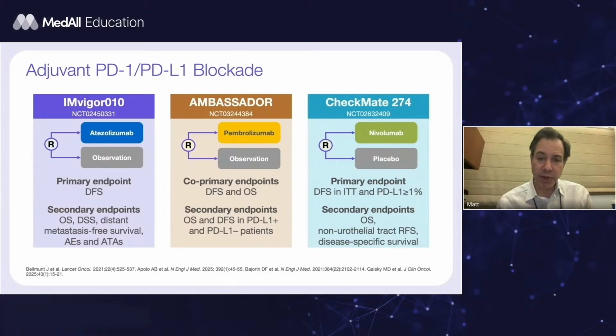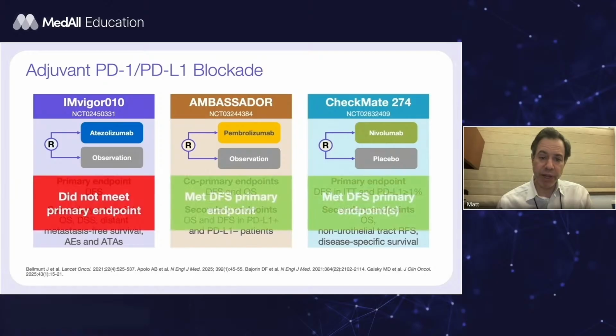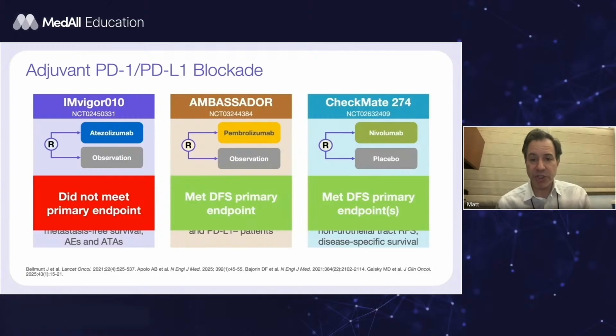But there's a little bit of difference in how the studies read out. The study called IMvigor10, which randomized patients to a year of atezolizumab, the PD-L1 inhibitor, versus observation, did not meet its primary endpoint of disease-free survival. Ambassador, which studied a year of pembrolizumab versus observation, did meet its primary endpoint, showing an improvement in disease-free survival. And Checkmate 274 met its primary endpoint, showing an improvement in disease-free survival with adjuvant nivolumab.